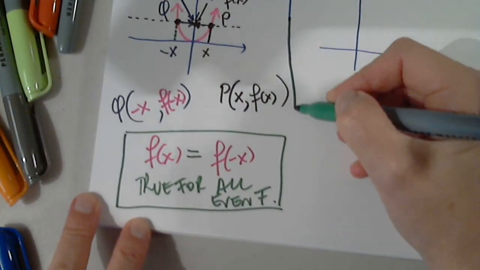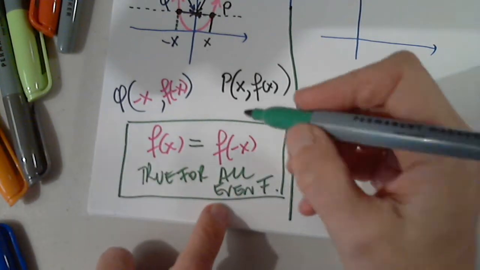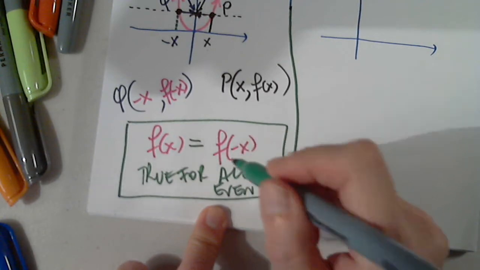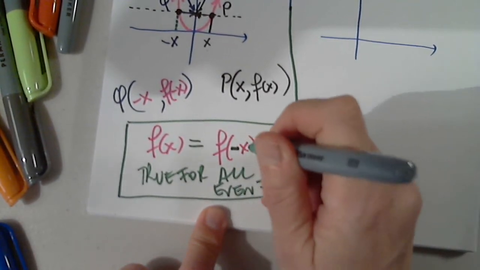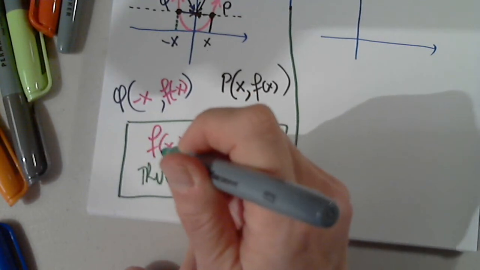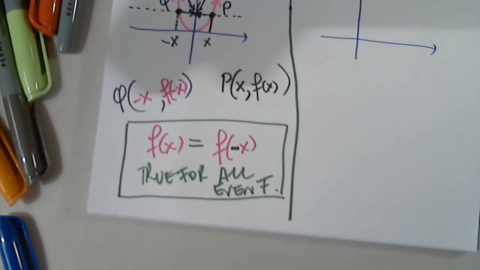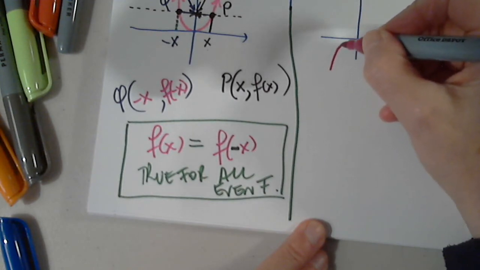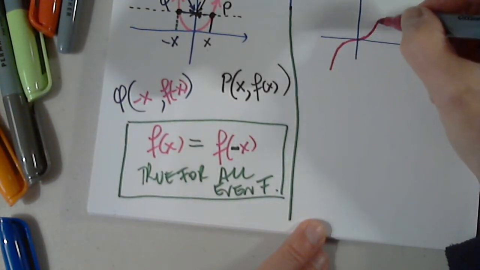Okay, let's move on to the other type. So please keep in mind, for all even functions, if I replace x by negative x in the function, I get the function back as is. That's what this means. Okay, let's take a look at an odd function now. We're going to graph this extensively in chapter 3.